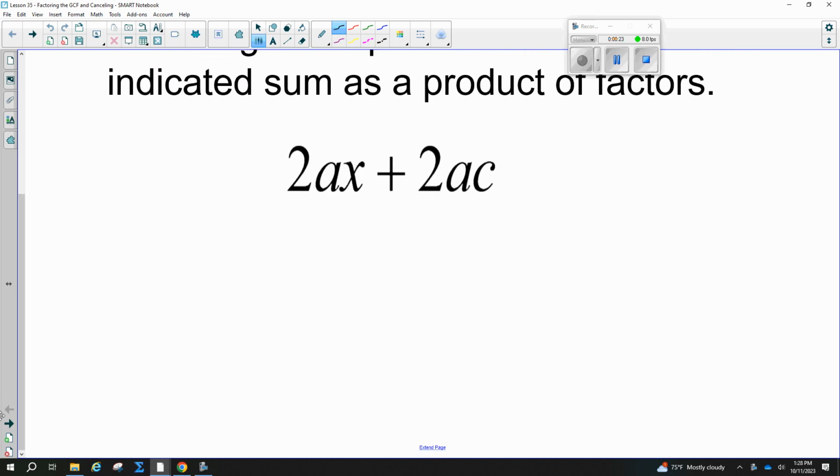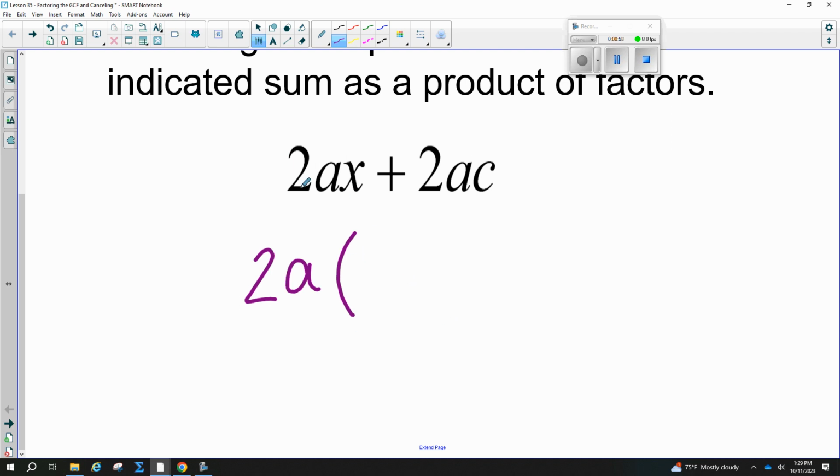Now, factoring, there's like a ton of factoring, okay? We are starting with just GCF today. Okay, but we'll move into all kinds of other factoring eventually as well. So for now, just the GCF. So what number is common to both terms? 2. Good job. What variable is common to both terms? So that is the GCF, okay? If it asks you to just write the GCF, that's what you put, all right? But this one says to write it as a product of factors or to factor it.